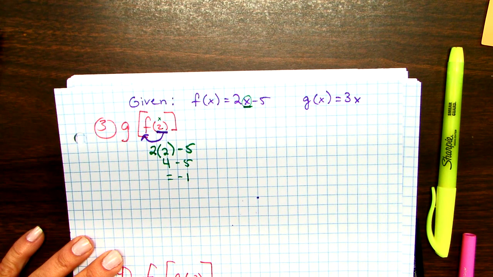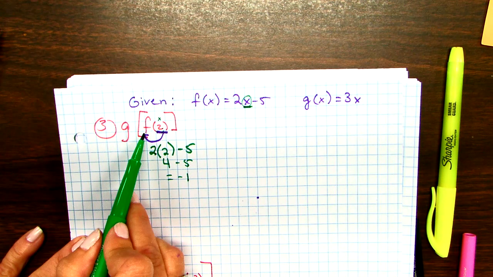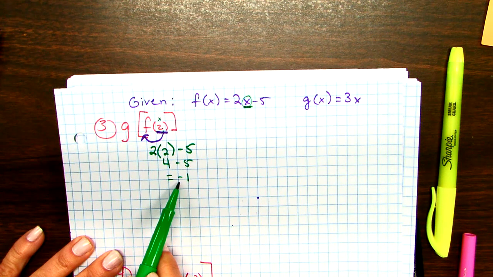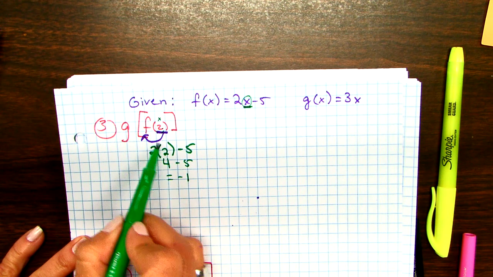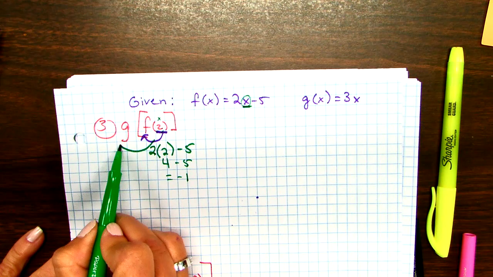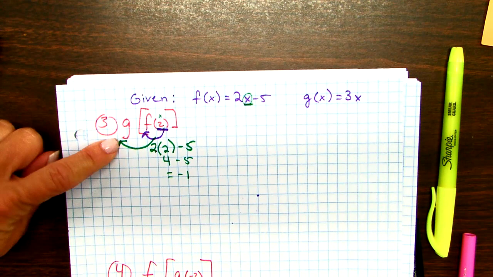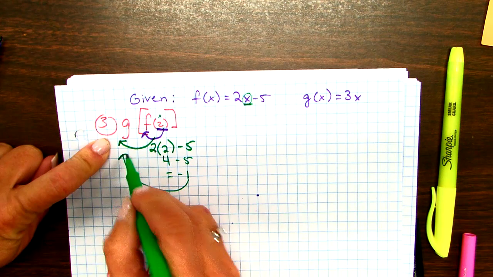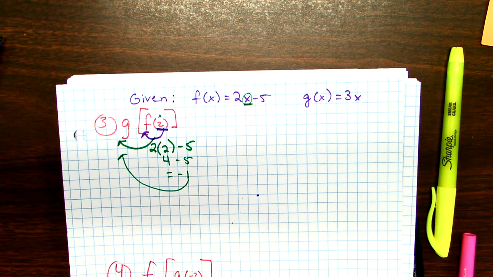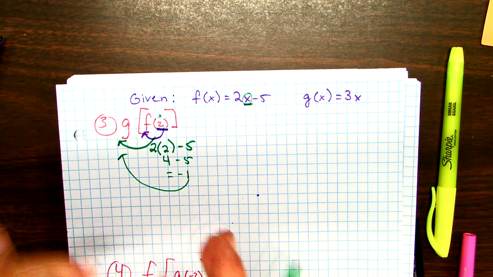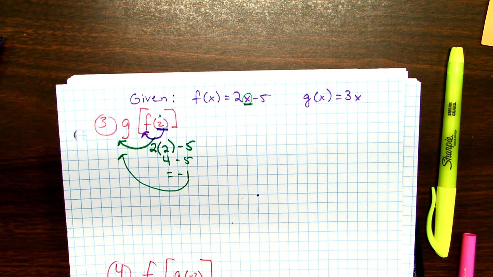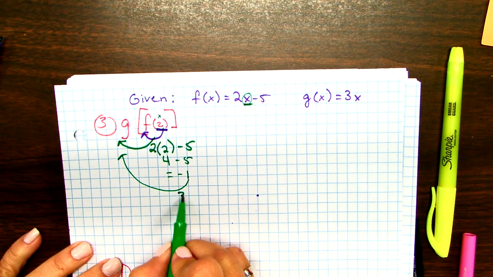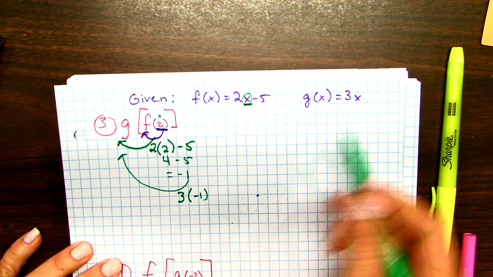So when I plug a 2 into the f function, I get negative 1. But we're not done, because we have to go all the way to the end. Now we're going to plug into the g function. Guess what we're going to plug into the g function? Negative 1. So I plugged my 2 into the f function. Whatever I get, keep going to the left, I plug into the g function. So that would be 3 times negative 1. Here's my g function.